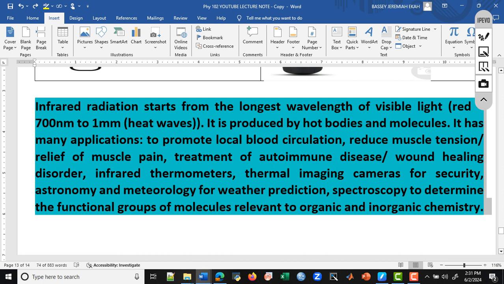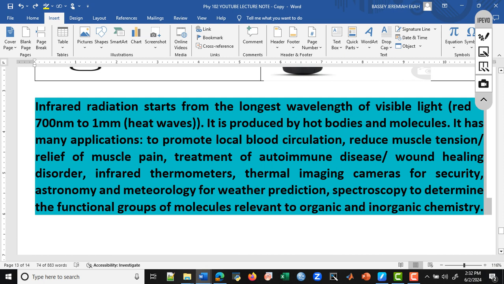It has many applications. It could be applied in the medical field. One of the applications is that it could be used to promote local blood circulation, to reduce muscle tension, to relieve muscle pain, treatment of autoimmune disease, and wound healing disorder. Infrared thermometers have been mentioned, as well as thermal imaging cameras for security.